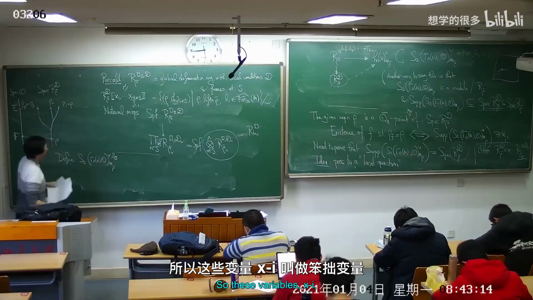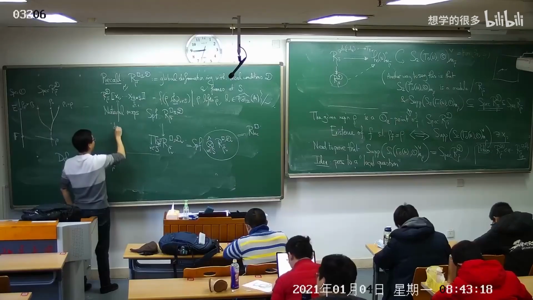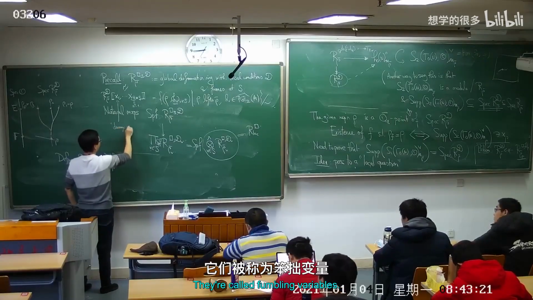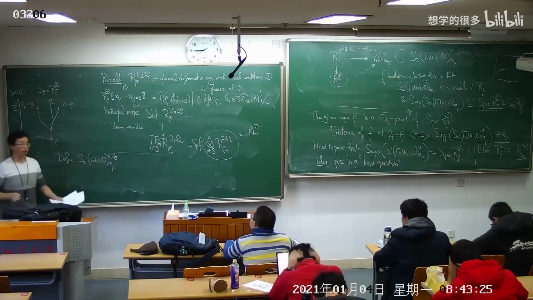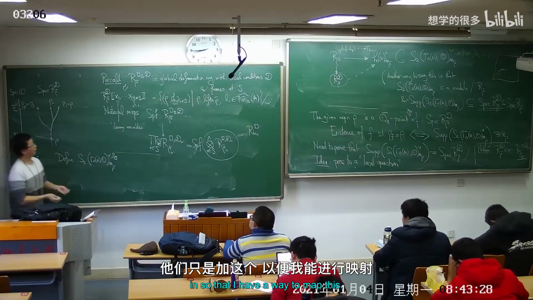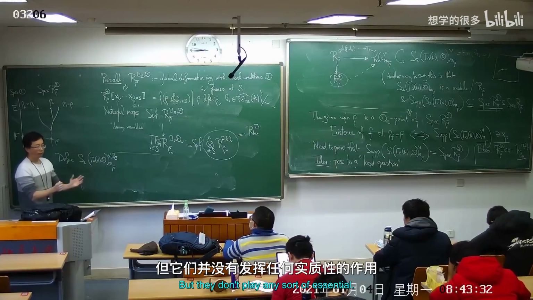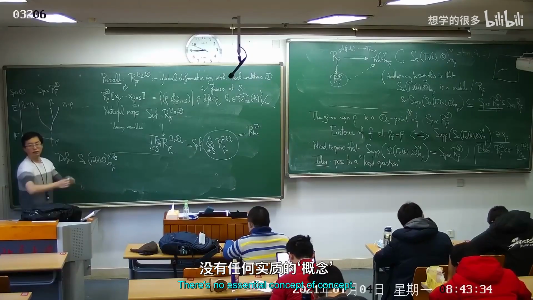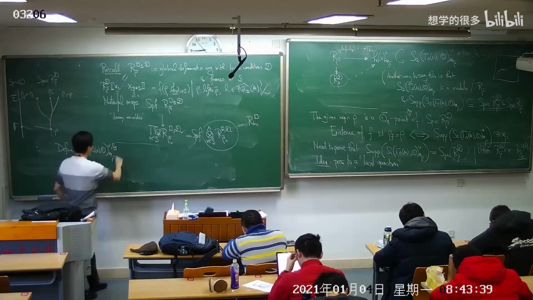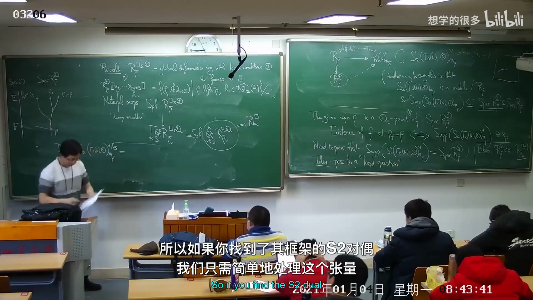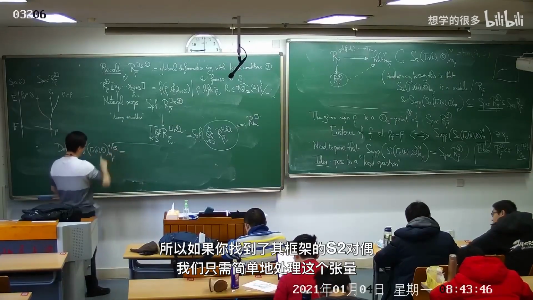So these variables, xi, are called dummy variables, in the sense that they don't really play any essential role. They're just added in so that I have a way to map these things. There's no essential content to them. You can put them in as you want. So I want to define the S2 dual with its framing to be just simply the tensor.